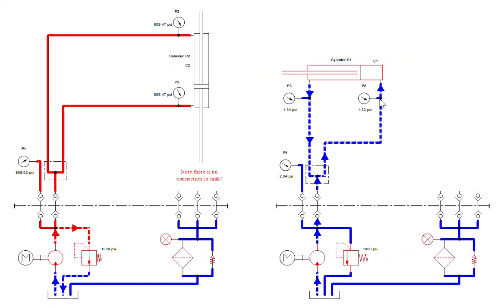Pump flow goes into the extend port and it comes out the retract port and recycles back in until the cylinder fully extends, and then all the pressures go to 1000. There's no more flow path. It all goes through the relief valve.